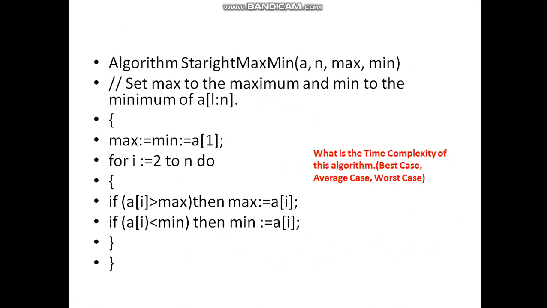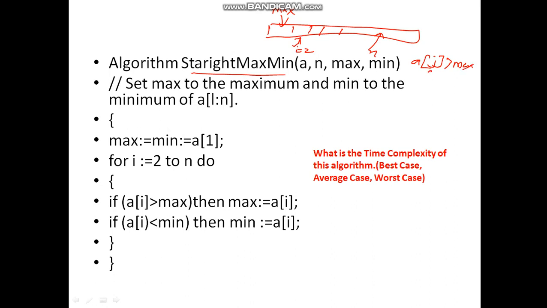I am saying that this is a straightforward max-min algorithm, and what we do is, when an array is given, for finding the maximum, we consider the first element as the maximum, and then we go on comparing this element with the other indices. So from i equal to 2 to n, let us say, if we find a of j greater than max, then we assign max equal to a of j, and then we continue until we reach n.